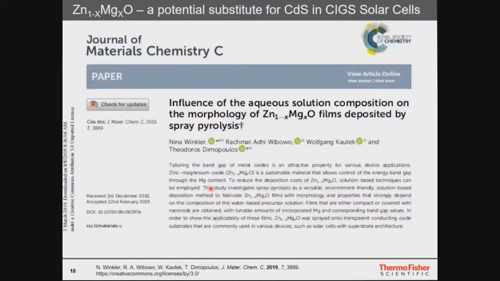A more advanced application in this field was done by one of our customers from the Austrian Institute of Technology in Vienna. They are doing research on solar cells. In this example, they were doing substitution in zinc oxide with magnesium, deposited by spray pyrolysis. This material is a potential substitute for cadmium selenide in CIGS solar cells, because cadmium selenide is quite toxic, so it's nice to have something which is less toxic and even less costly.